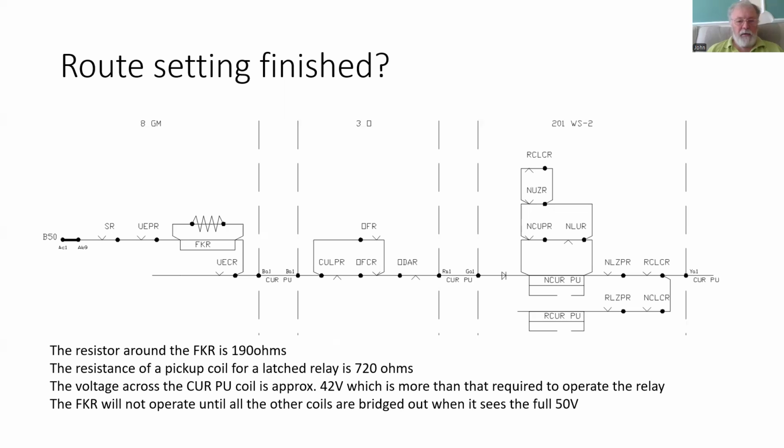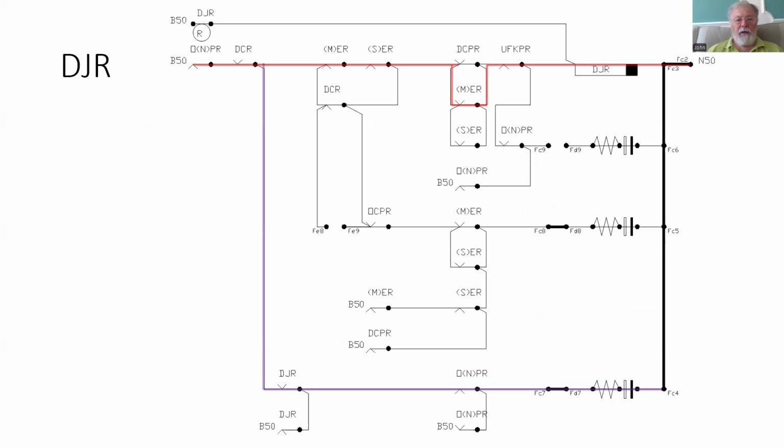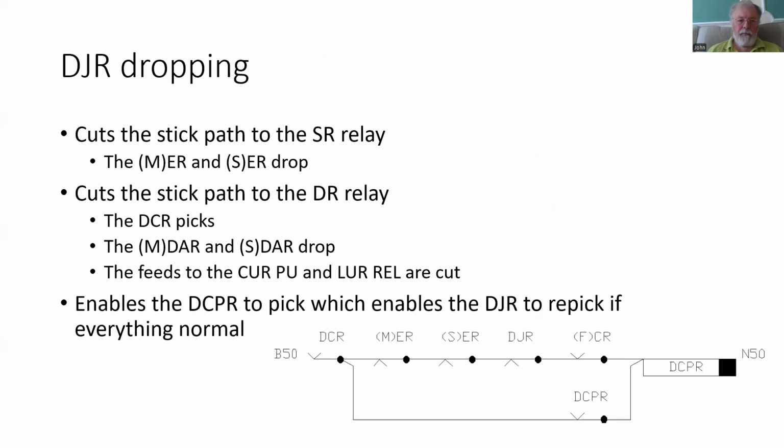The FKR feeds back on a line to the PBI and operates the UFKPR. Any of the FKRs operating will operate the UFKPR. So that cuts the feed to the DJR. And after a very short period of time, the DJR drops and the PBI resets. So the DJR dropping cuts the stick path to the SR relays because the MER and SER have both dropped. It also cuts the stick path to the DR relays and that enables the DCR to pick.